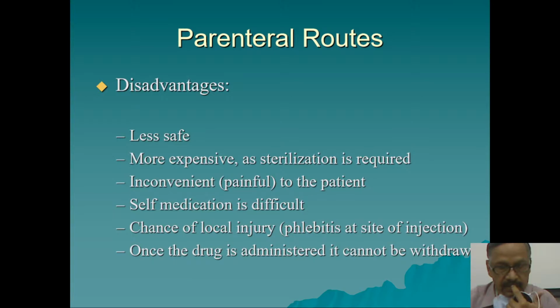And the most critical disadvantage is this: once a drug is administered, it cannot be withdrawn. Means if by chance or by mistake the drug is administered wrongly, it cannot be withdrawn. That is the greatest disadvantage of the parenteral route. I'll come to them one by one.